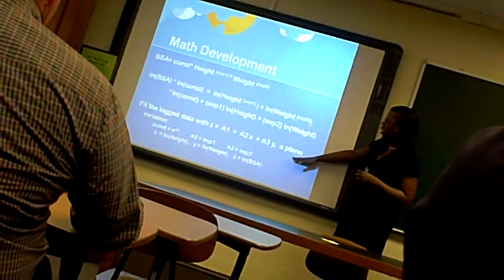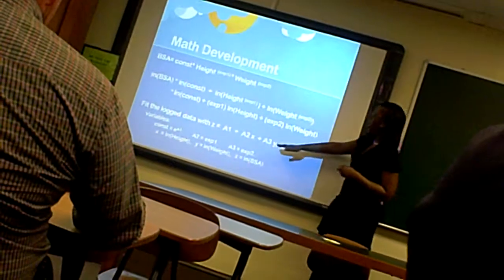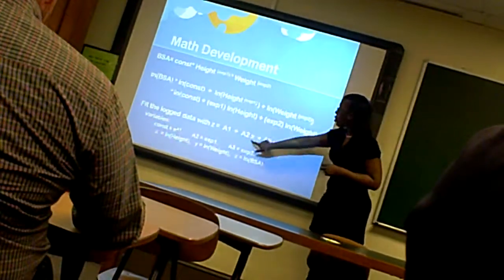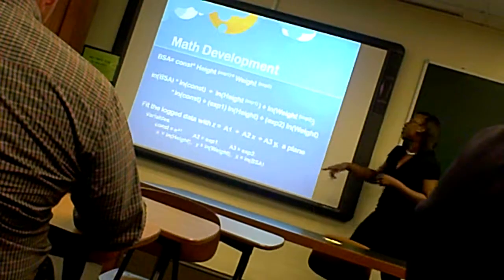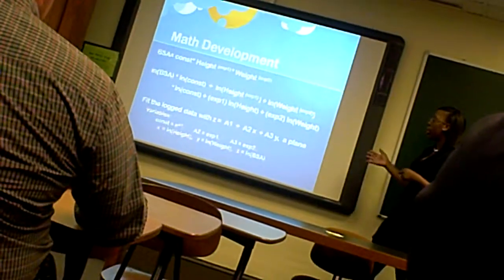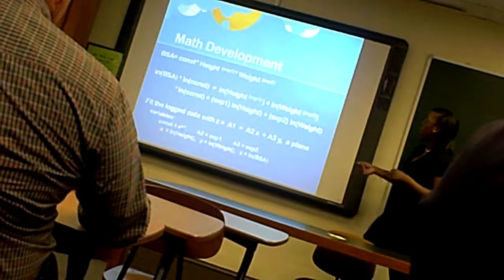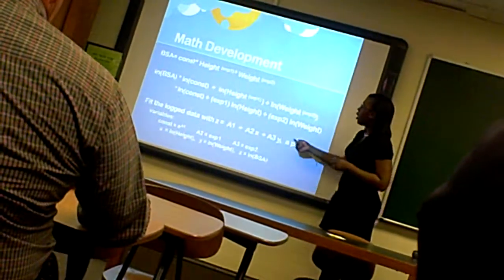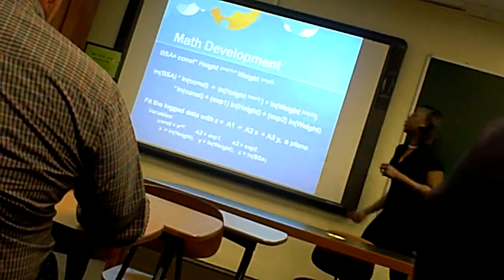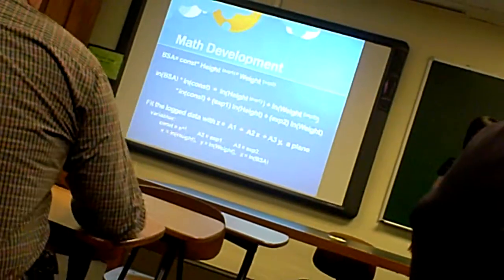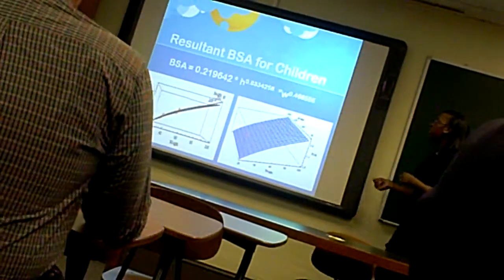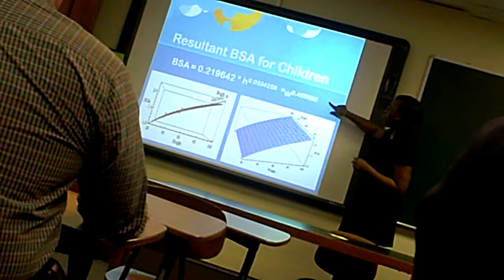In my plane here, I came up with a resulting plane. The A2 and the A3 became the exponents for my height and my weight in my equation, and I used the exponential function to make the constant for A1. So here's my resultant BSA equation for children.